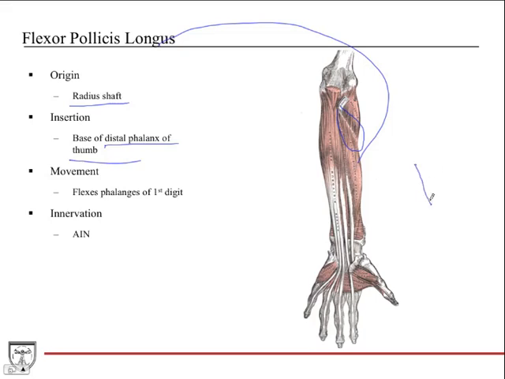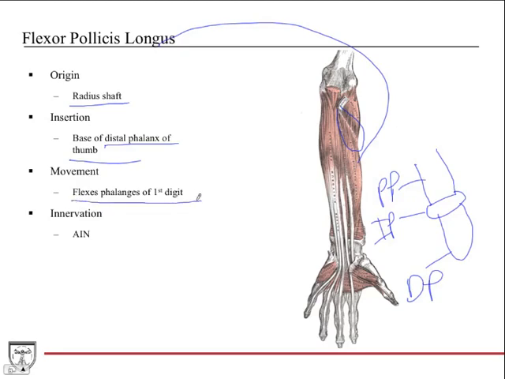So if we go through the thumb here, your thumb only has two phalanges. So you have proximal phalanx, and then you have your distal phalanx, okay? Then you have your interphalangeal joint of the thumb, okay? So just two bones, because if you think, you have one less joint in your thumb than you do your fingers. And then it flexes the phalanges of the first digit, okay?